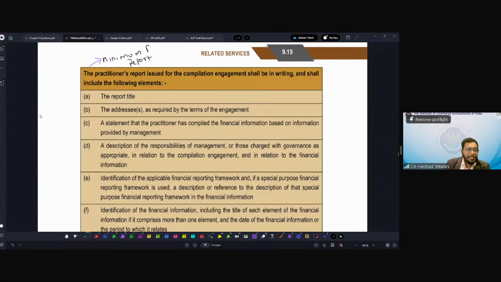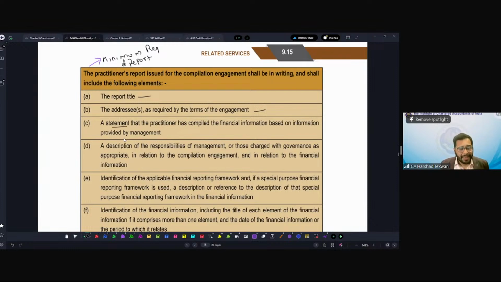Minimum requirements of reporting. Number one, title, similar to the way we saw a title earlier. Addressee, that is required by the terms of engagement. Basically, in this kind of engagement, it is the management only, because management is the one who is hiring you and to whom you are assisting.